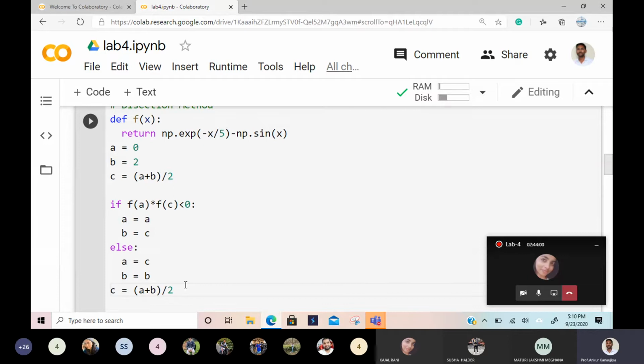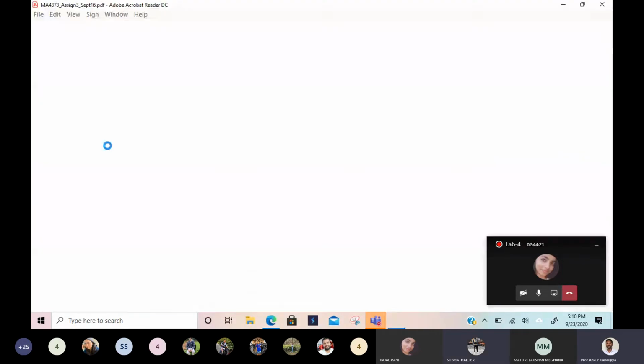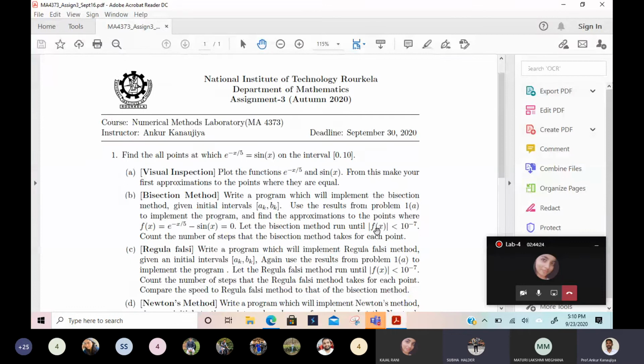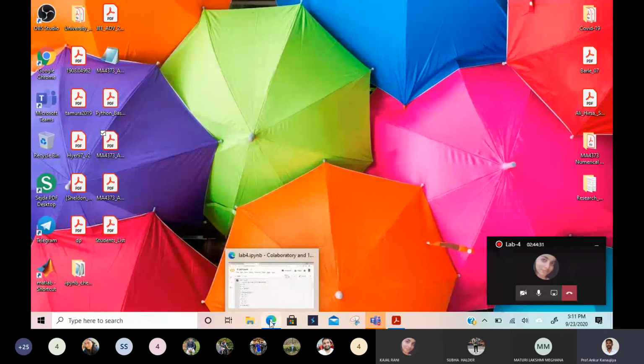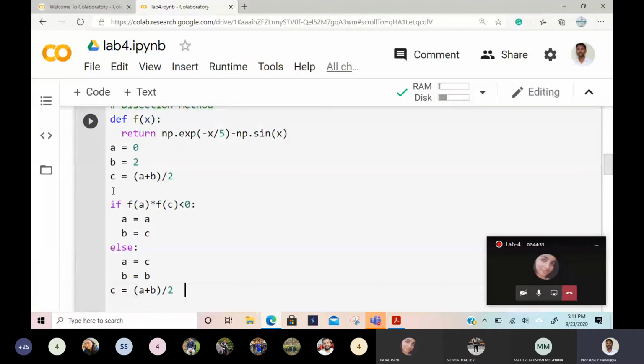Like that, how many times do I have to perform this? How many times will we divide like this? We have to use the stopping criteria, mod of f(x). We have to continue until mod of f(x) is less than 10 to the power minus 7. If this condition is met, we'll stop. So I will use that in the code. This is the process of dividing.